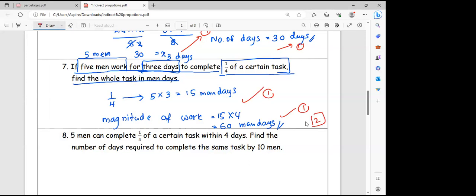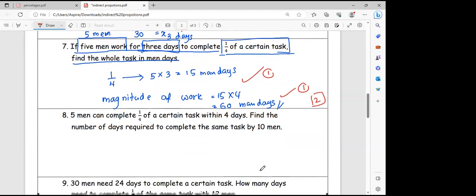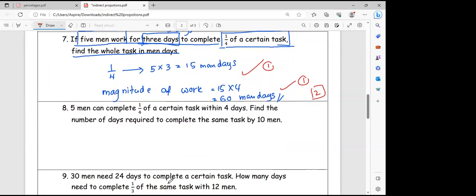Then look at the 8th question. 5 men can complete 1/4 of a certain task within 4 days. Find the number of days required to complete the same task by 10 men. Okay, now here you have to think bit. It is bit different than the previous question. 5 men can complete 1/4 of a certain task within 4 days. Find the number of days required to complete the task.